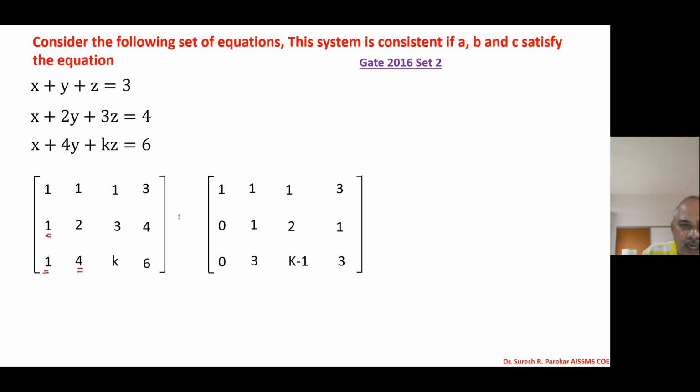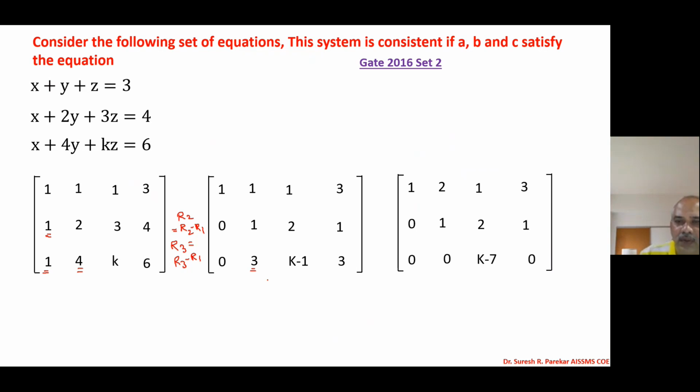So here we have R2 equal to R2 minus R1, and here R3 equal to R3 minus R1, and from this we are going to get these values, and then we have to make this 0, so we can have R3 equal to R3 minus 2R2, and then from this we are going to get this value as 0. You can see this. So in this operation we have R3 equal to R3 minus 3R2. So 3 2s are 6, 1 already is there, minus 7.